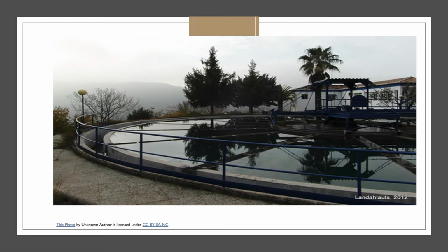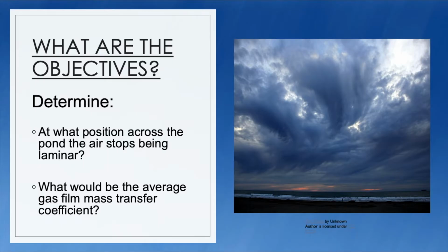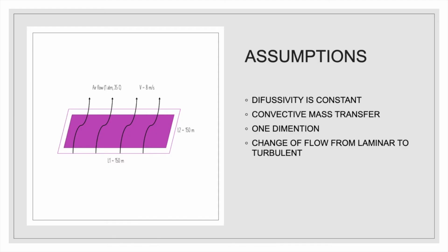Starting from a laminar flow, we have to check the required length to be considered as turbulent flow and also the average film gas transfer coefficient. At the right side, you can observe the diagram or chart of the process and how the yield is expected to be within the system. We can assume that our diffusivity is constant. That is a convective mass transfer problem as the topic mentioned, and it's a one-dimension problem. There's a change of flow presented in the system as well.